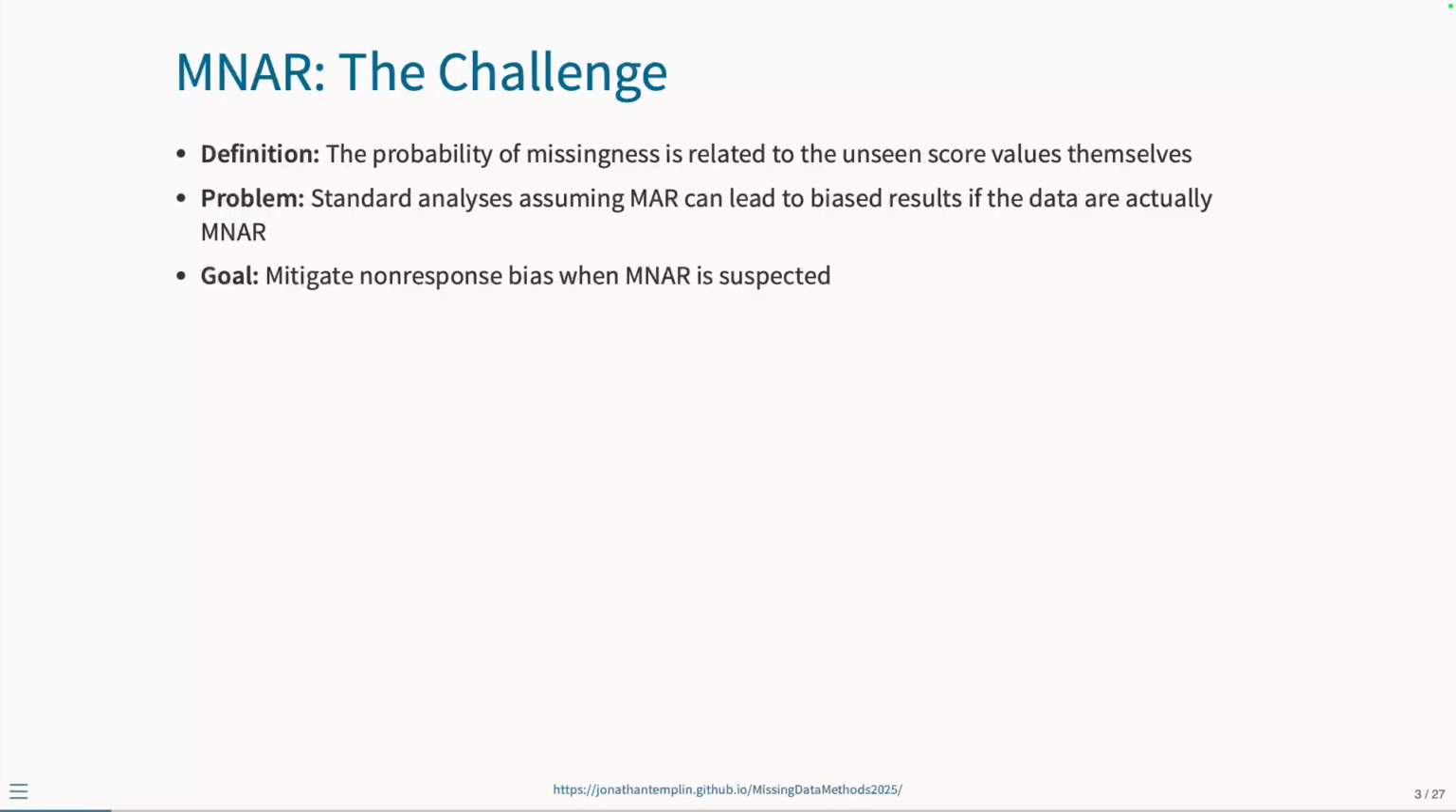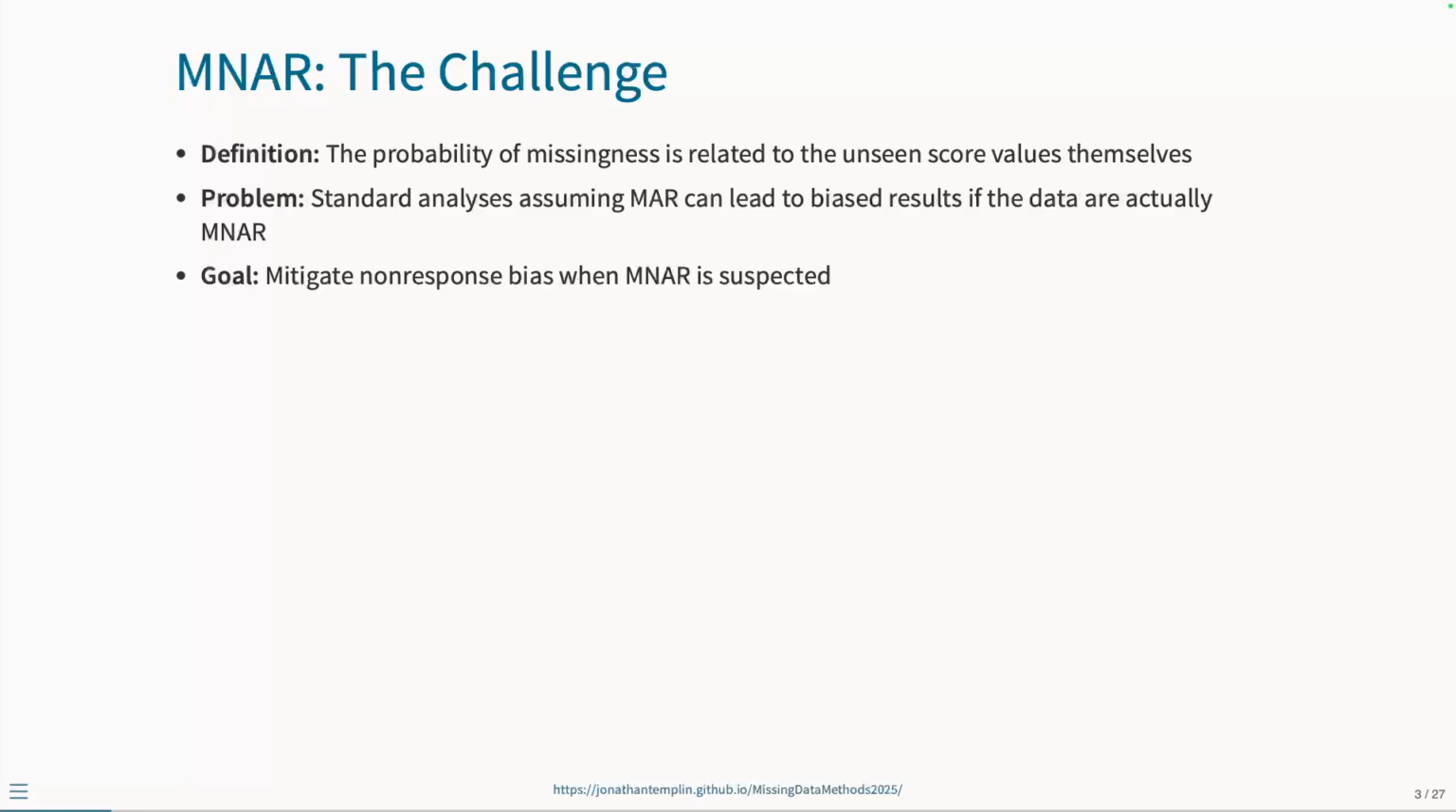All right, the challenge is this. The probability of missingness is related to the unseen score values themselves, and you didn't observe them. Gosh, that's hard. So the problem is that standard analysis assuming missing at random only does not assume missingness is related to the score values that you didn't observe, right? That's the big difference between missing at random and missing not at random.